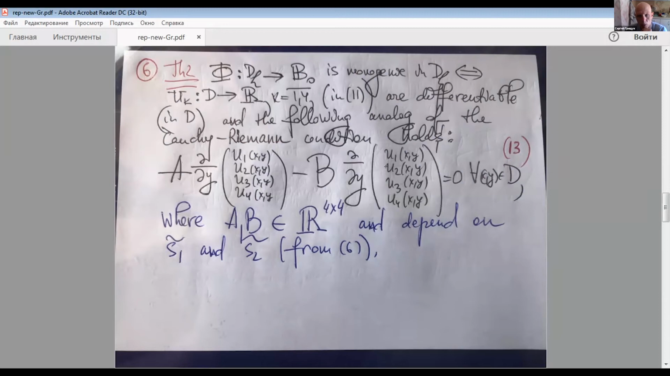an analog of the Cauchy-Riemann condition. So the function f is monogenic in the domain D zeta if and only if its real components are differentiable in the domain D in the real sense, and the following analog of the Cauchy-Riemann condition holds. This is condition 13. A and B are four real matrices depending on S1 with tilde and S2 with tilde from the formula 6, which describe all our required bases.